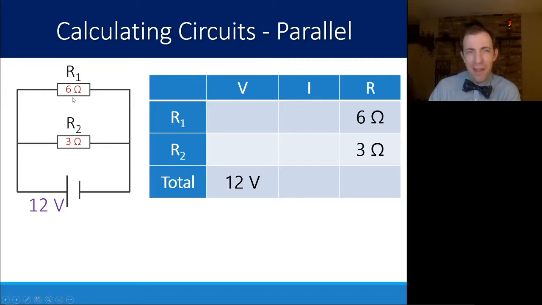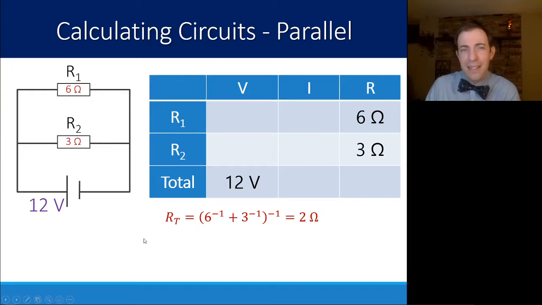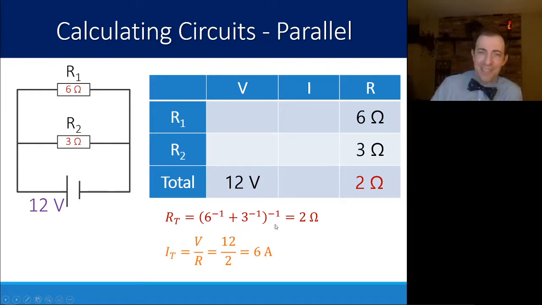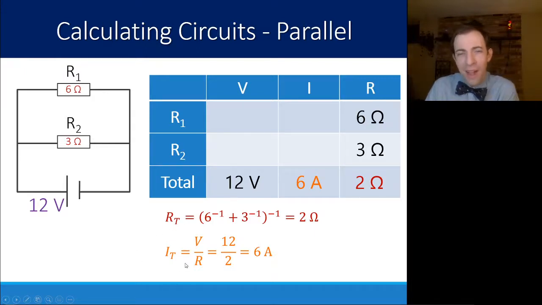So in parallel, if I were to combine these, I need to use that inverse addition, or adding the reciprocals. So the total resistance is 6 to the minus 1 plus 3 to the minus 1, all that to the minus 1, which gives me 2 ohms. That's my resistance for this particular set of resistors. Now to find the current coming out of the battery, I've got 12 volts divided by 2 ohms, that's 6 amps. So I solved that using Ohm's law to find that 6 amps of current.